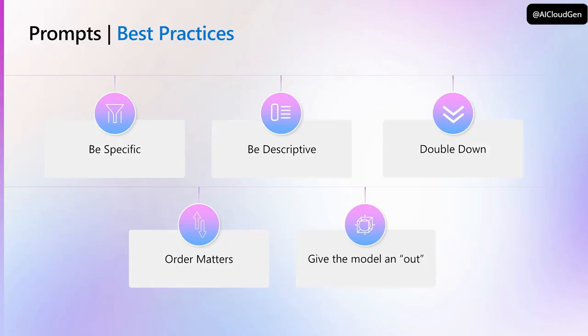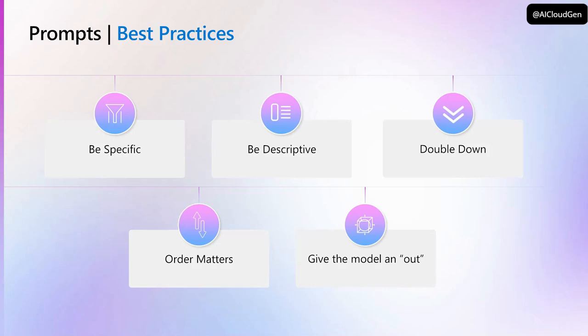Order matters. Suppose I say, okay, summarize the below text, and I give the text above; the model will get confused. So if I say summarize the below text, then always give the primary content below that. If I say summarize the above text, then always give the primary content above that. So keep in mind the order really matters.